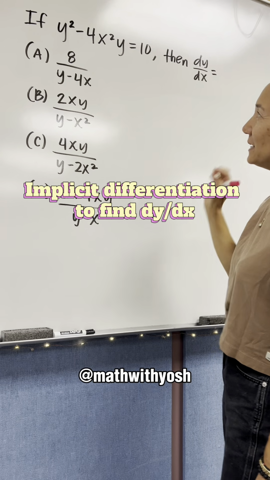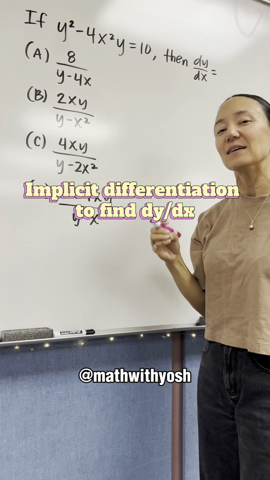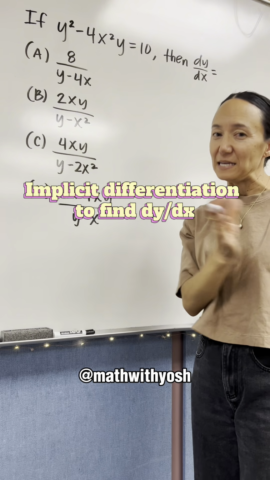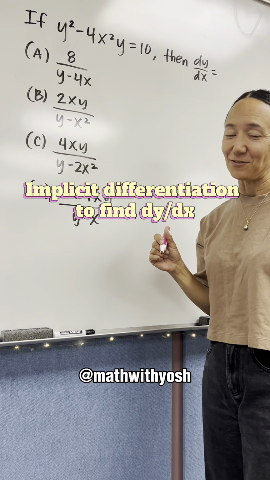It says to find dy/dx, meaning take the first derivative. And what you're hopefully noticing is it's not in explicit form. It's not written as y equals in terms of x. And so in order to do this, we're going to do implicit differentiation.